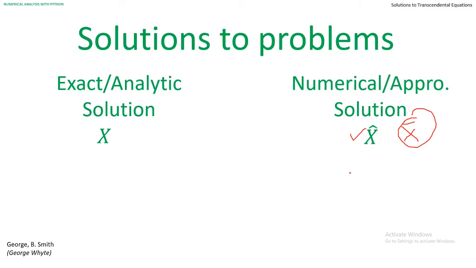Now once you have the numerical solution, the approximate solution, you can guess by now that there must be an error. So the difference between the numerical solution and the exact solution is what you call the error. So you can have the error to be X minus X cap. That's what you call the error.